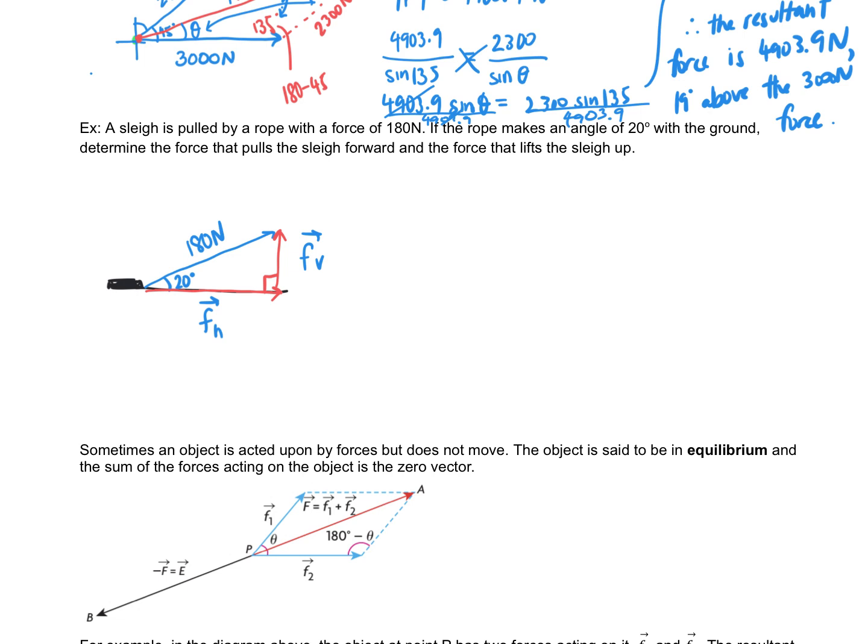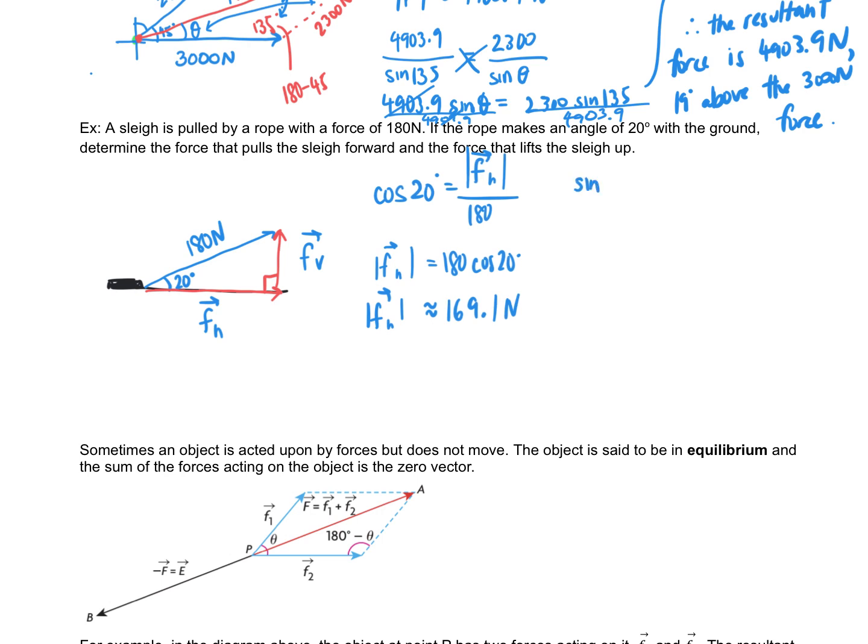I'm going to start off by solving for the horizontal force, which is adjacent to 20. So that is going to be cos, because the 180 is our hypotenuse. So the magnitude of the horizontal force divided by 180. And when I cross multiply, I'm just going to have 180 times cos of 20 degrees. And we get approximately 169.1 newtons.